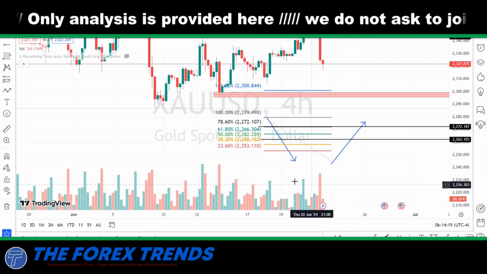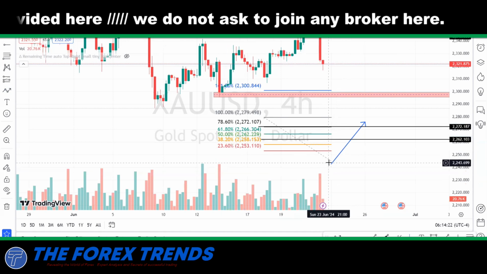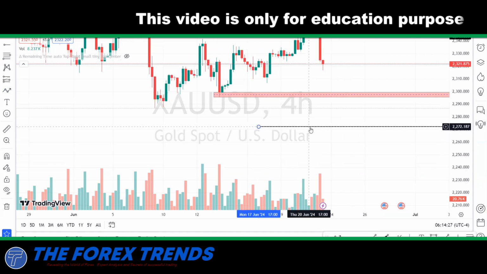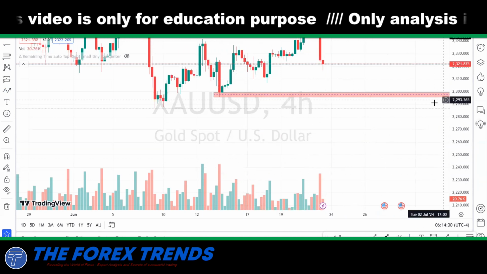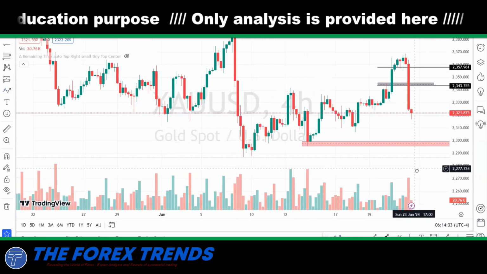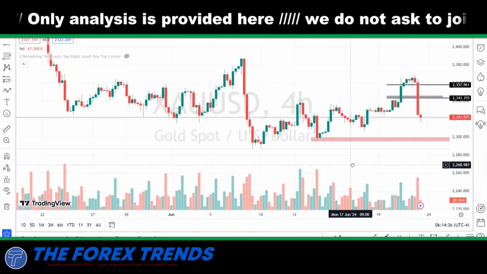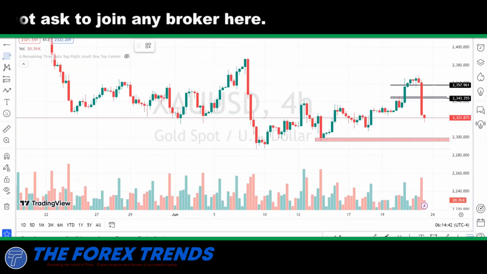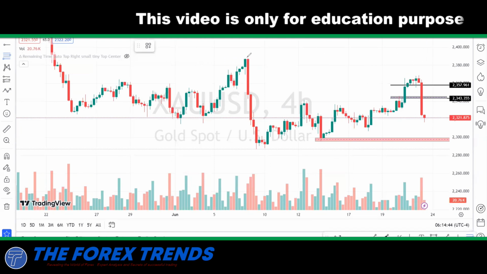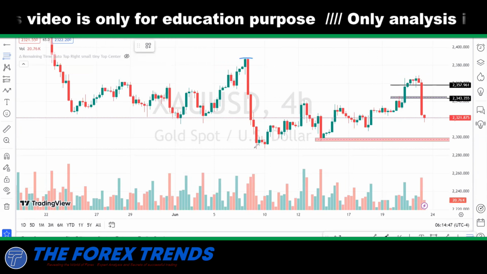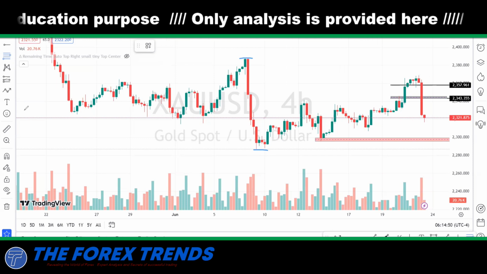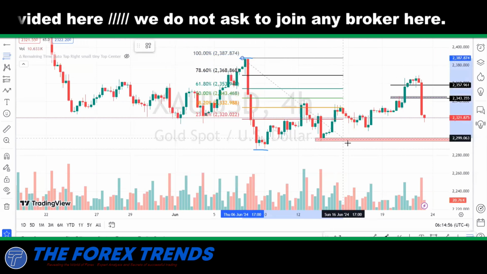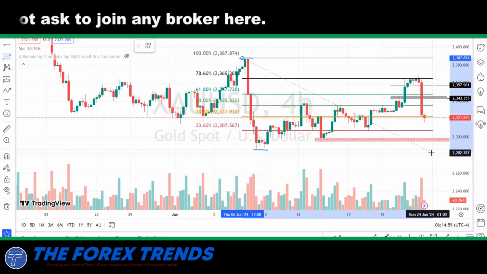So let me show the utilization of Fibonacci in the chart. Firstly, delete all this. Look, now I will plot the Fibo for the impulse in a live chart. Okay. Firstly, we need to plot for the impulse that starts from here and ends here. Okay. Let me plot the Fibo for this swing. Look, I have plotted the Fibo for this swing.